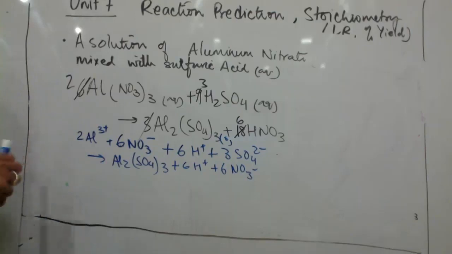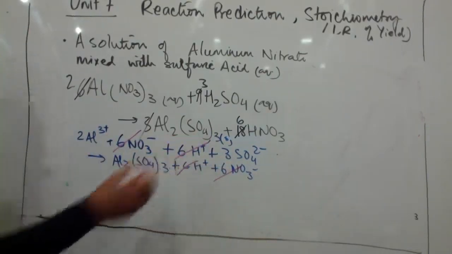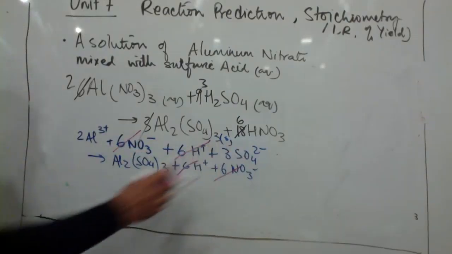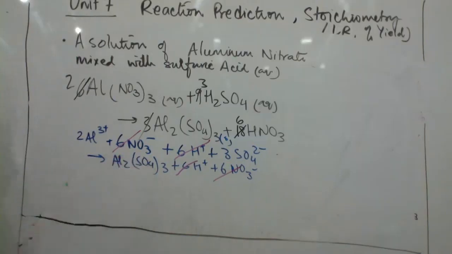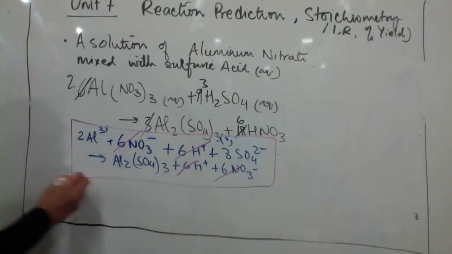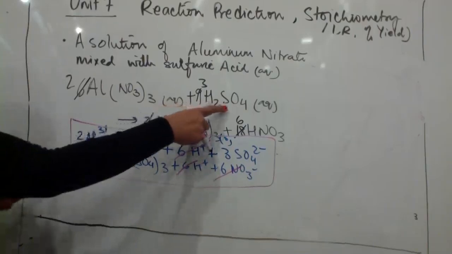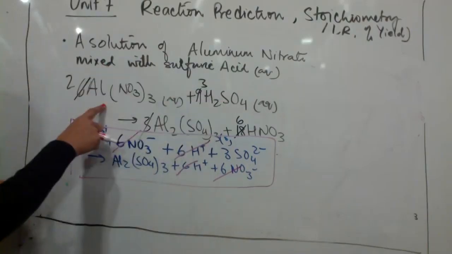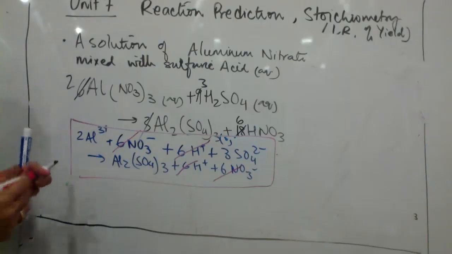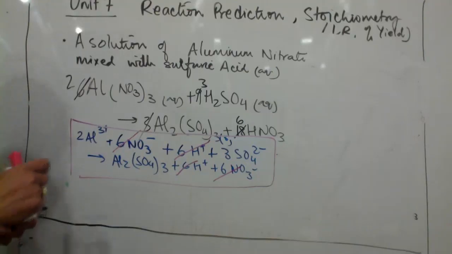And now what are the spectator ions? It is nitrate and H+. So ultimately, what's the net ionic equation? 2Al3+ plus 3 SO4 2- gives you Al2(SO4)3. And that is the net ionic equation. It is an application of the rules that you use. So we use the acid rule to dissociate this. We use the ionic compound rule to dissociate this. So this is all that I have to go over for reaction prediction or anything with reactions.